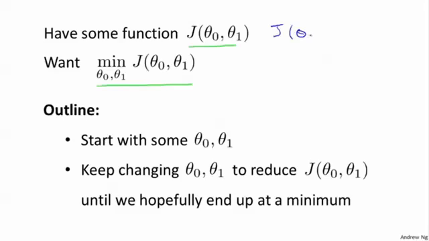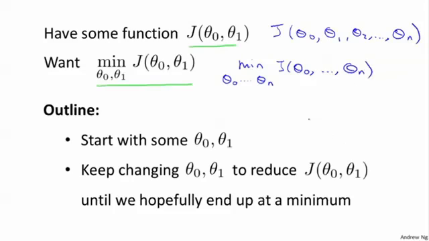So imagine if you have a function J of theta 0, theta 1, theta 2, up to some theta n, and you want to minimize over theta 0 up to theta n of this J of theta 0 up to theta n. It turns out gradient descent is an algorithm for solving this more general problem, but for the sake of brevity, for the sake of succinctness of notation, I'm just going to pretend I have only 2 parameters throughout the rest of this video.